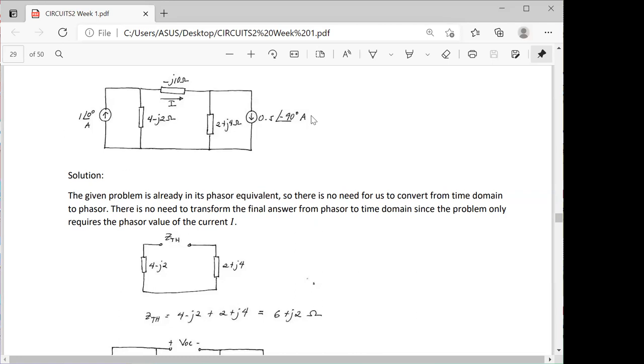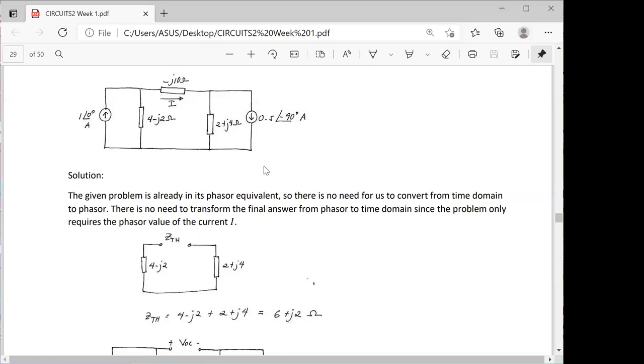Then after that, we remove all these current sources. We replace the current sources with open circuits. If we have a voltage source here, we need to replace the voltage source or sources with short circuits. Just like what you did in your DC circuit, if you have a voltage source, you replace your voltage source with a short circuit. So similarly here, we can do that. If we have a voltage source, we're going to replace that voltage source with a short circuit.